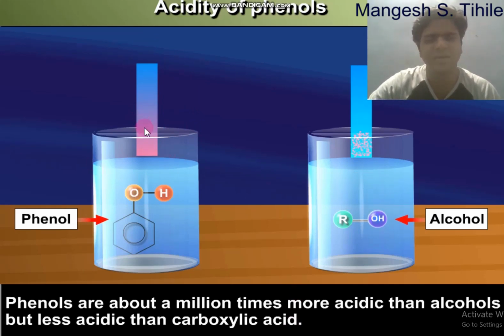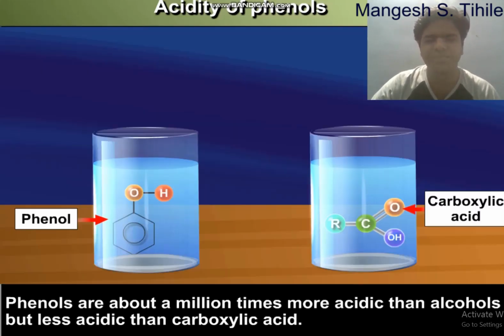Now, phenol is more acidic than alcohol. The litmus paper test shows this. What happens if we dip a blue litmus paper in a phenolic solution and a blue litmus paper in an alcoholic solution? It is observed that the blue litmus paper turns red in the phenolic solution, and the blue litmus paper remains blue in the alcoholic solution. So it indicates that phenol is acidic in nature.